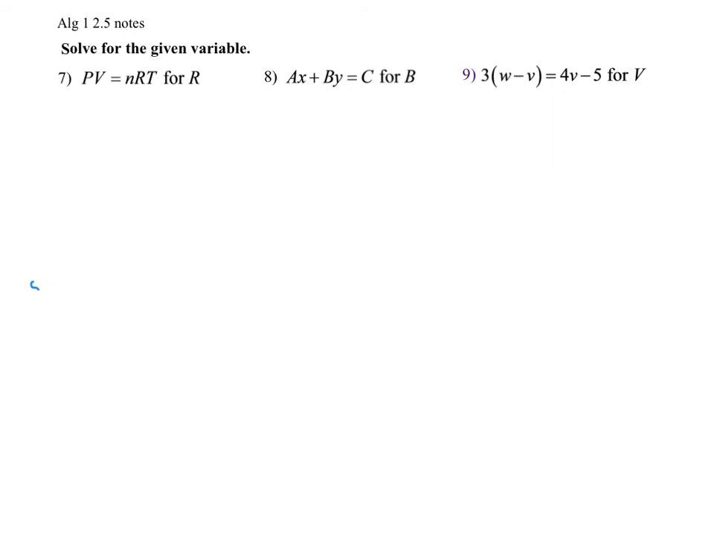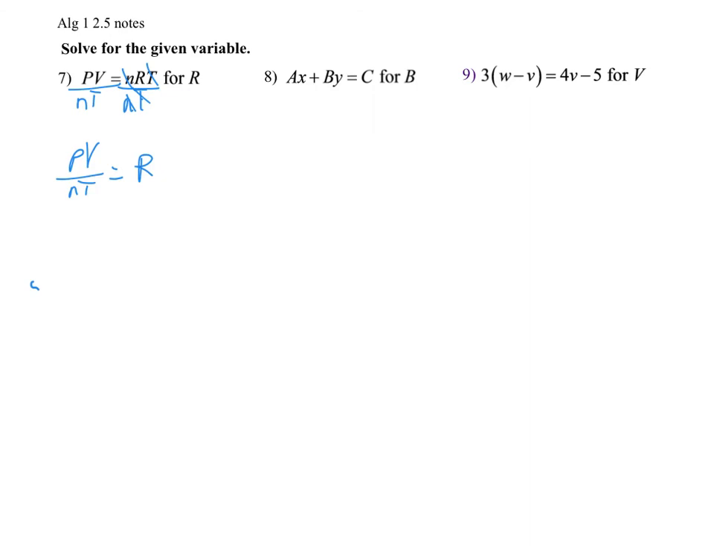Okay, number 7, we're going to solve for the given variable. The variable that we want to solve for is r. So this one's going to work with a nice little trick where we simply divide by nt on both sides of the equation. And we're going to be left with PV over nt is equal to r. Our n's canceled out, our t's canceled out, r's sitting there by itself. We're done with that one. Okay?